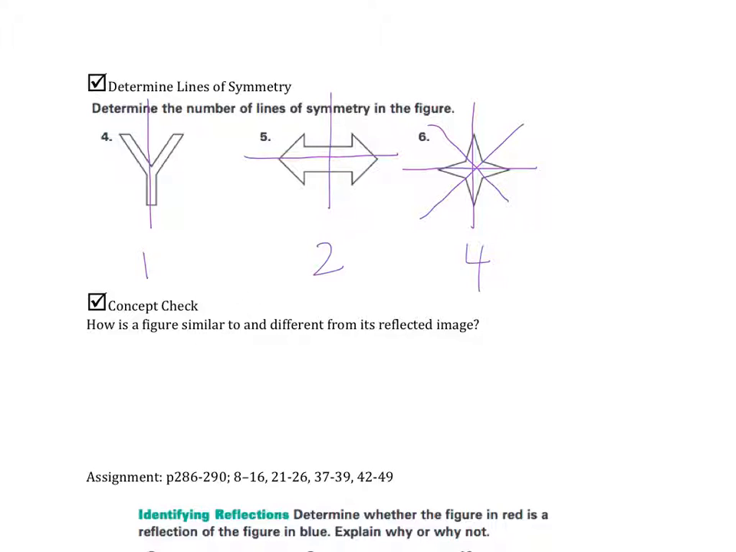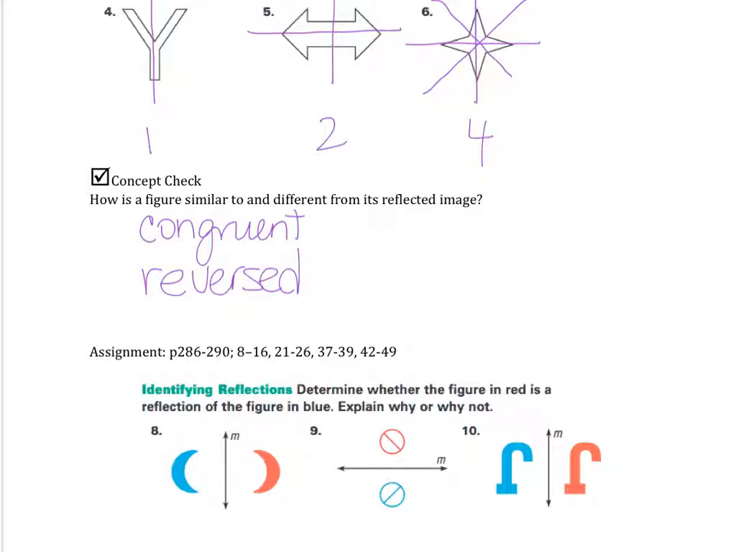So how is a figure similar to and different from its reflected image? Okay, they're similar because they're congruent. And they're different because they're reversed. And the assignment follows.